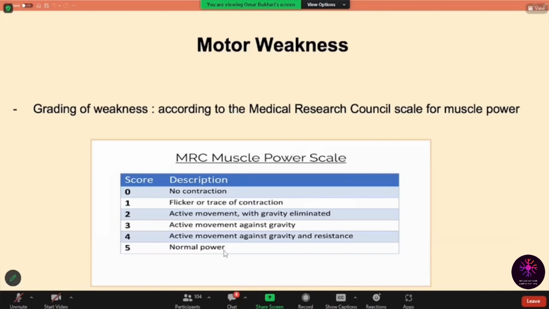We can grade the muscle weakness based on the Medical Research Council scale that we all know. 0, it means no contraction. 1, flicker or trace of contraction. 2, active movement with gravity eliminated. 3, against gravity. 4, active movement, and it can be classified into 4 plus and 4 minus to differentiate, although it can sometimes be misleading. Finally, 5 is normal power.